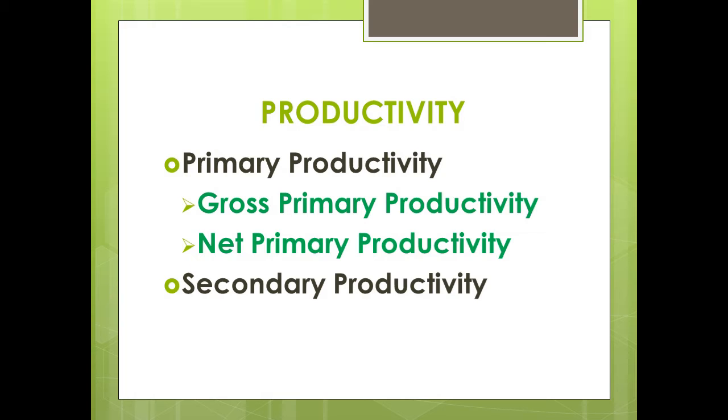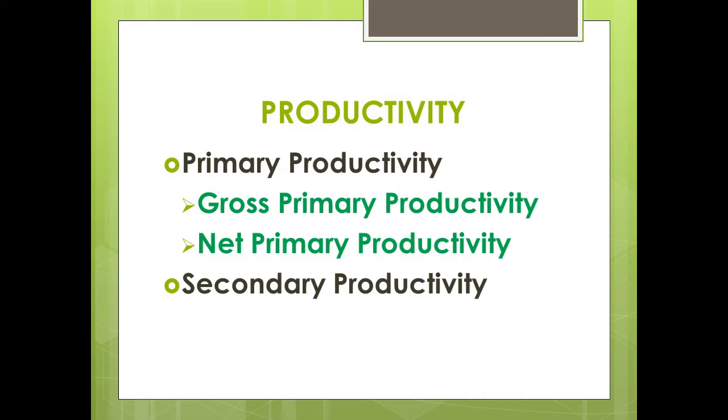Primary production is defined as the amount of biomass or organic matter produced per unit area over a time period by plants during photosynthesis. The rate of biomass production is called productivity and it is expressed in terms of grams per square meter per area or kilocalories per square meter per area. Now, productivity can be of two types, namely primary productivity and secondary productivity.